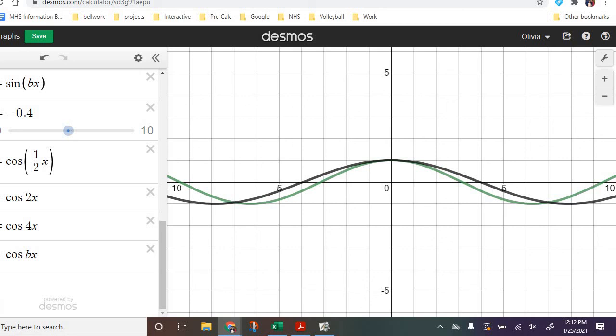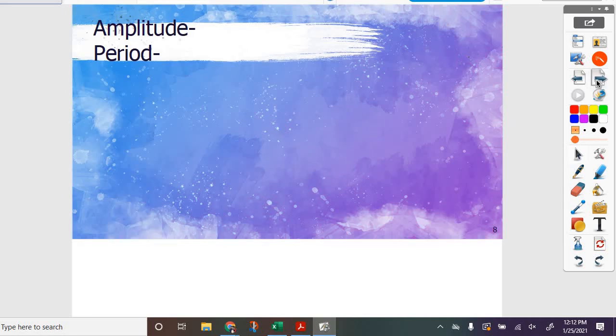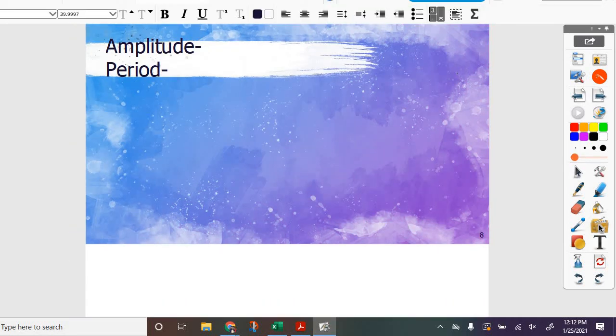Alright, let's put all of that together and look at what that means for us. I talked a little bit about this word called the period of a graph. The period of the graph, remember, is how frequently something repeats itself.